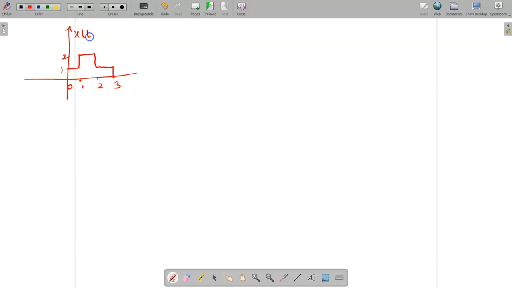This is my original signal. Now I have to draw the third signal, that is x of 2t. So t is multiplied by some constant. Here we have to consider the functional value as that of modulus of a into t. It may be a negative value or positive value, no need to bother about that.